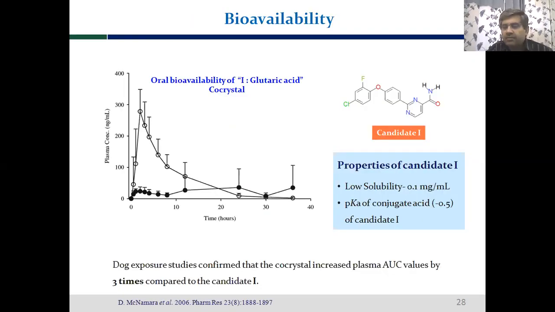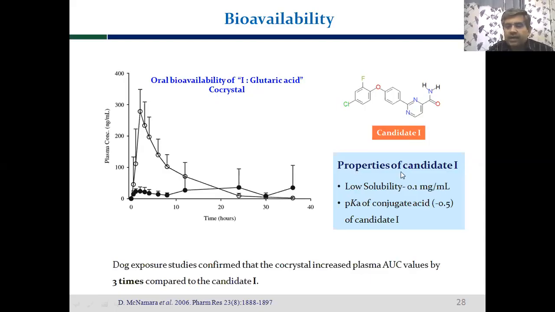Bioavailability obviously can be improved by the co-crystal approach because it gives us improvement in the aqueous solubility. And if solubility is the limiting parameter for the oral bioavailability, the co-crystal obviously will show us improvement in the oral bioavailability. So here is one compound called candidate 1, which was designed as a glutaric acid co-crystal.